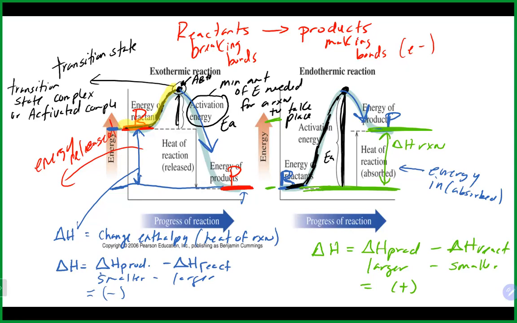By the way, which one, just from these graphs, has the larger activation energy? Endothermic, which kind of makes sense since it needs energy put in there, right? To get enough people up and over the hill.